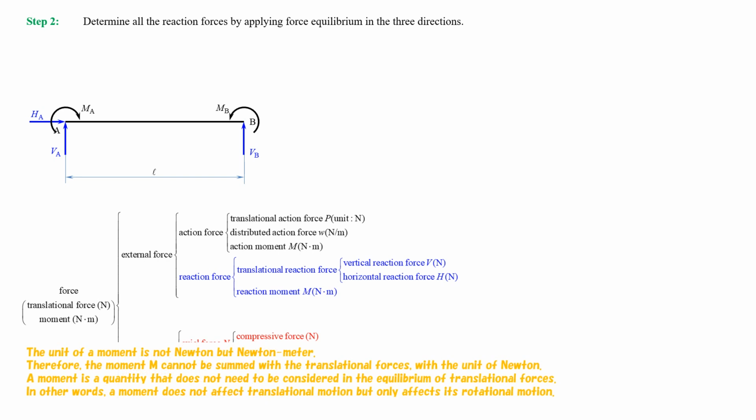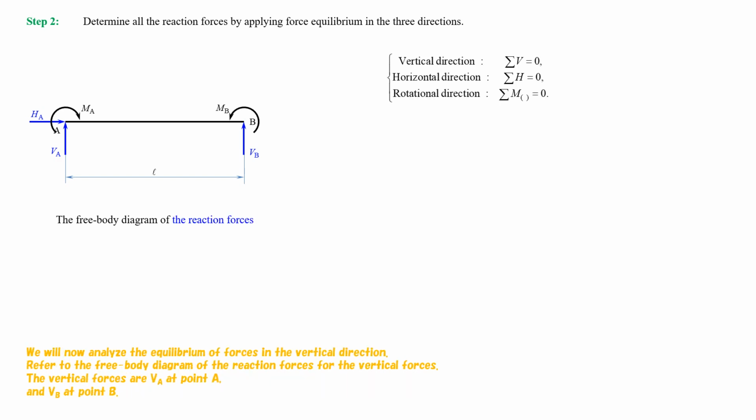The unit of a moment is not Newton, but Newton meter. Therefore, the moment M cannot be summed with the translational forces with the unit of Newton. A moment is a quantity that does not need to be considered in the equilibrium of translational forces. In other words, a moment does not affect translational motion, but only affects rotational motion.